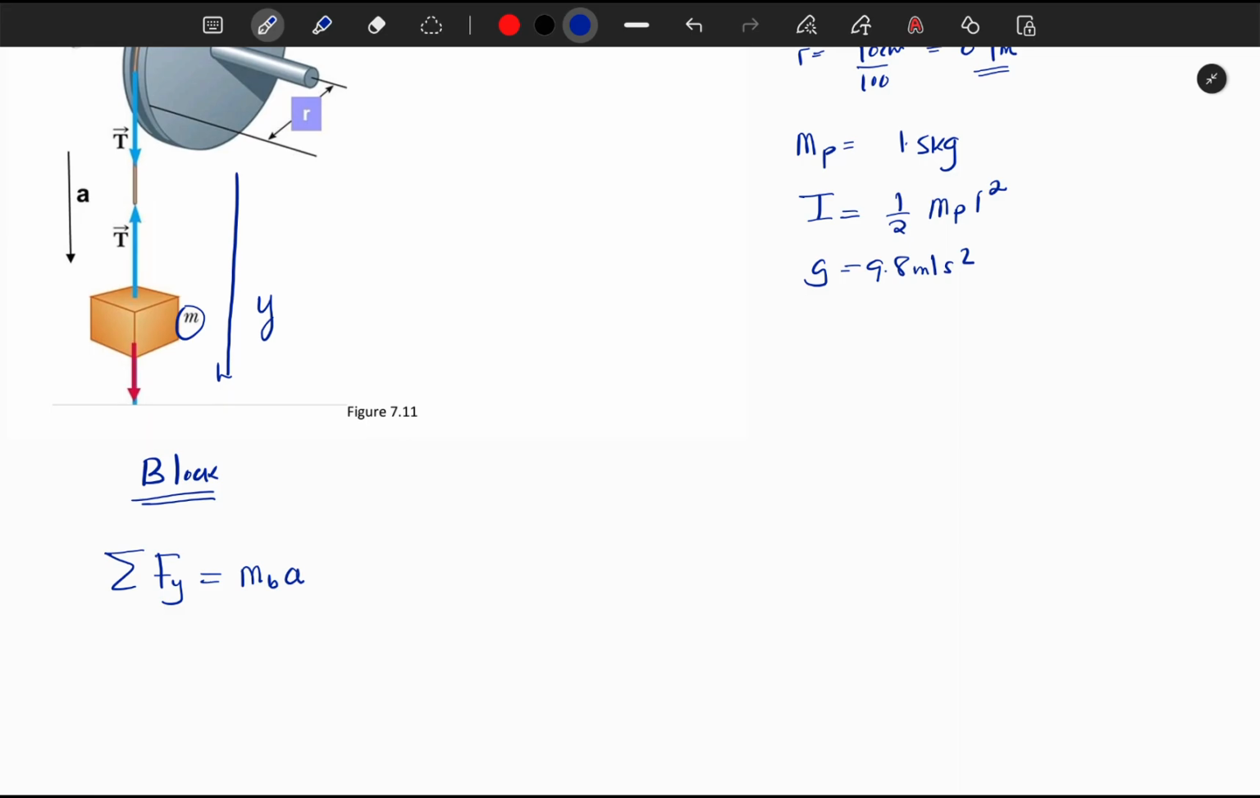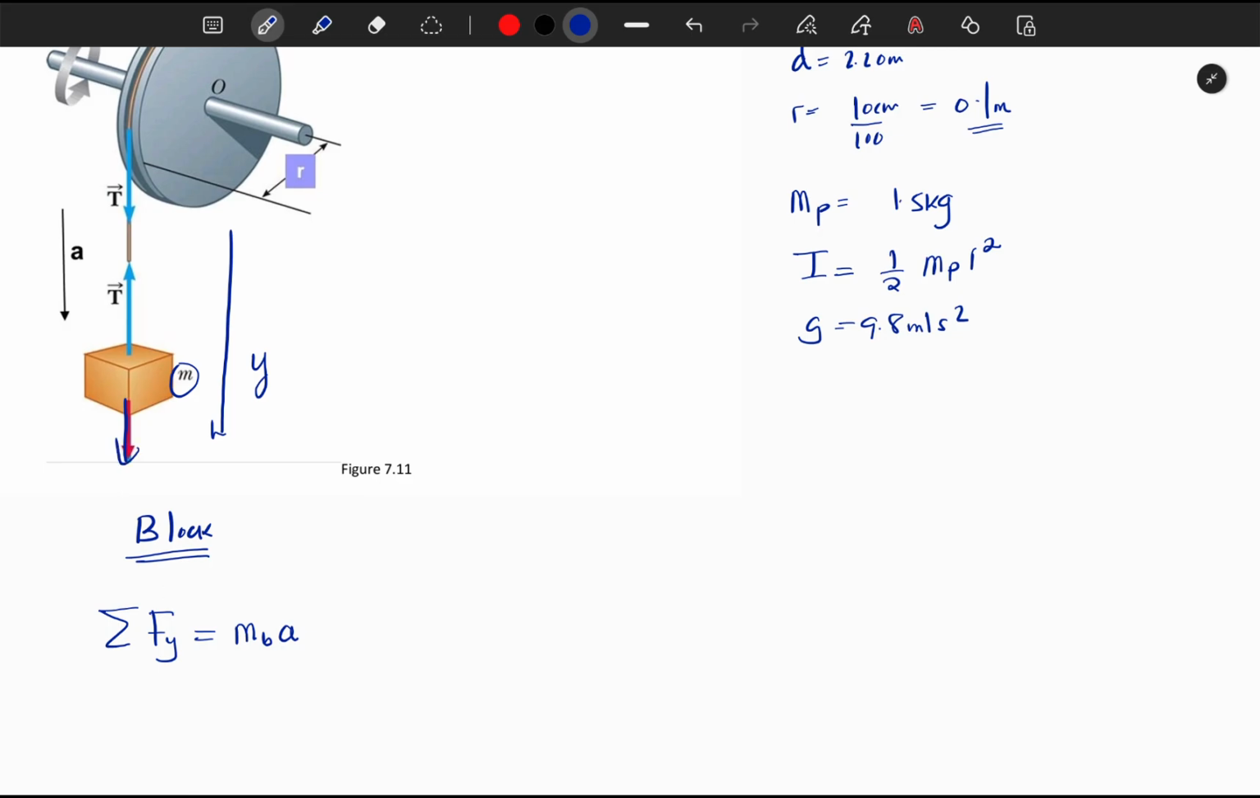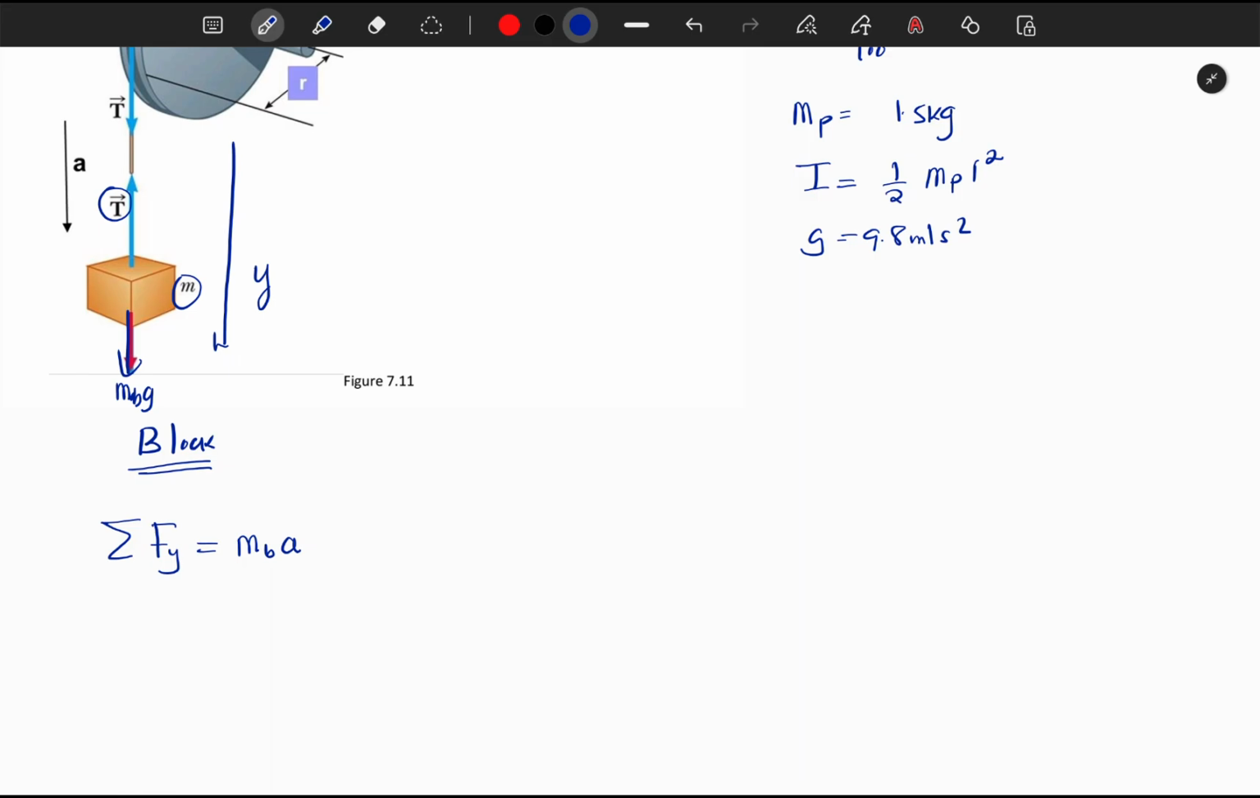Right now, here's what we know. We have an arrow here giving us the mass. Therefore, this one will give us the mass of the block multiplied by gravity. This is a weight, and here is a tension. Because the block is going down, the weight is pulling the block down, so the weight is bigger. So we have MB multiplied by gravity minus tension here, which is going up. This is equal to MB a. This is our equation number 1. All right, now let's do the same for the pulley.